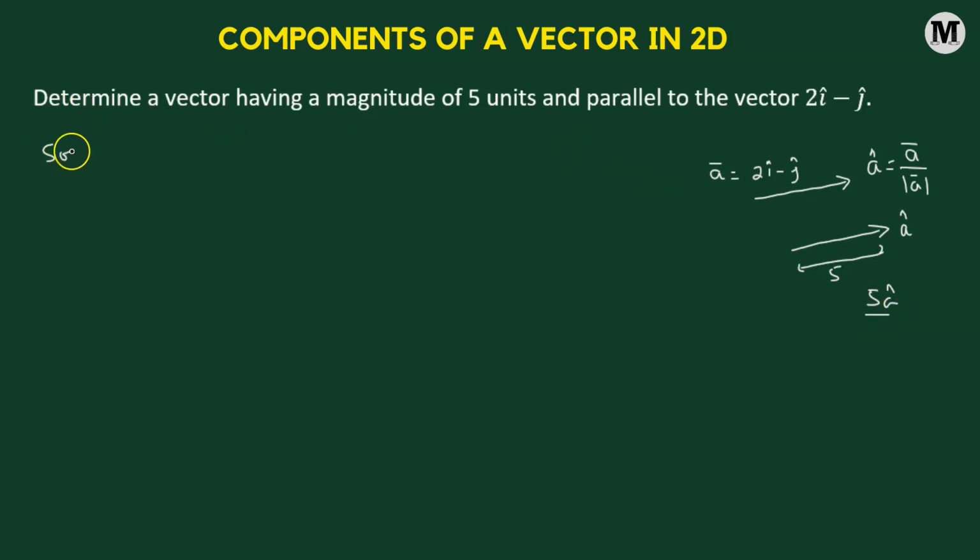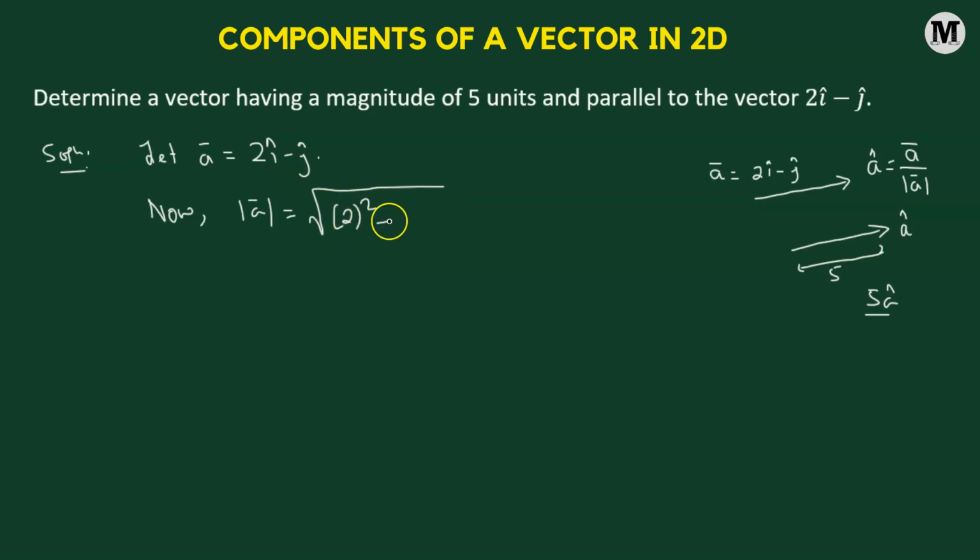Okay, so let's begin. Here we will consider that vector A is given by 2i cap minus j cap. Now we'll find out the magnitude of vector A. The magnitude of vector A is simply the square root. Underneath the square root, we need to find the sum of two squares: take the x component, square it, and add it to the y component squared. So this is going to give us square root of 5.